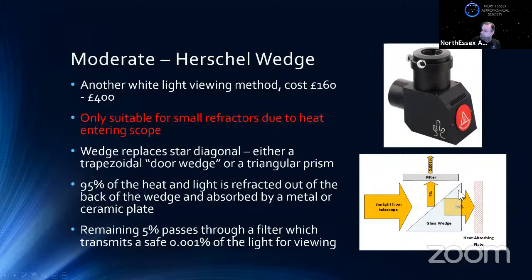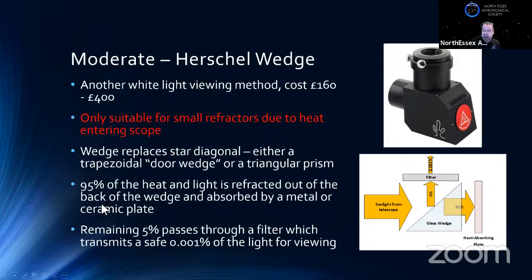What happens with these is you have a glass wedge inside the body of the filter, and about 95% of the incoming sunlight goes straight through the wedge into a heat absorbing plate at the back of the wedge, and about 5% of the light is reflected upwards into a second filter, which doesn't get too hot, and about 0.001% of the light goes through that filter, and that's what you observe. So again, it's a pretty safe way for a small refractor.